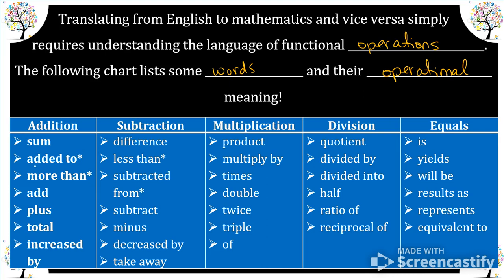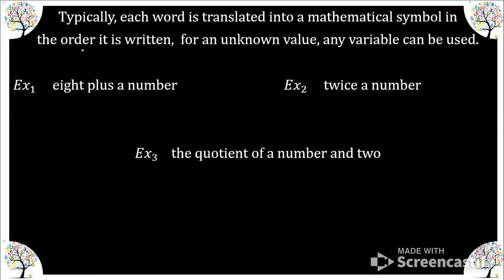Now we will get to the words added to, more than, less than, subtracted from. You can see that these are all starred, and those have a special meaning, and I like to call those flip-flop phrases. So if you want to put a star, and this is just my own little word, flip-flop phrase, you will see that if these terms are used, we'll be flip-flopping the order of our phrase into our mathematical sentence. So typically each word is translated into a mathematical symbol in the order that is written.